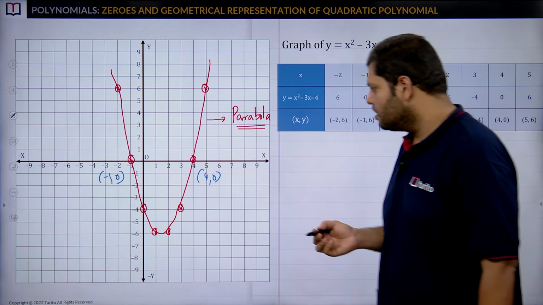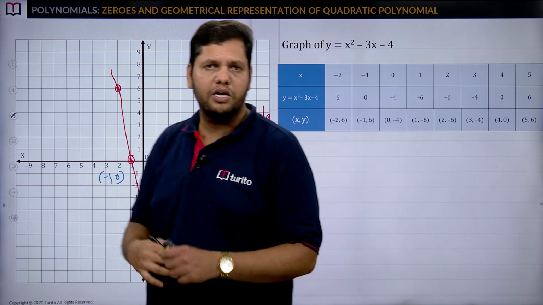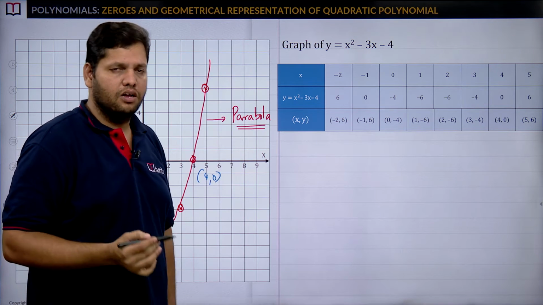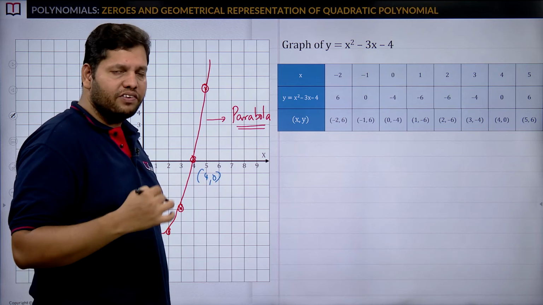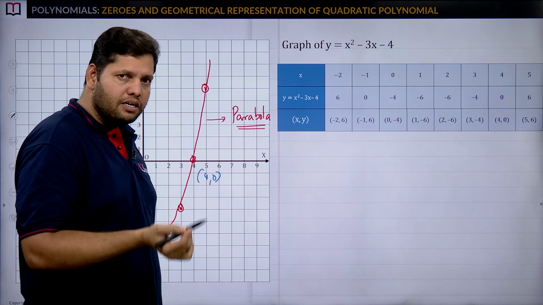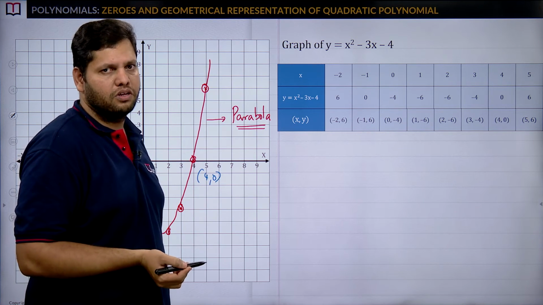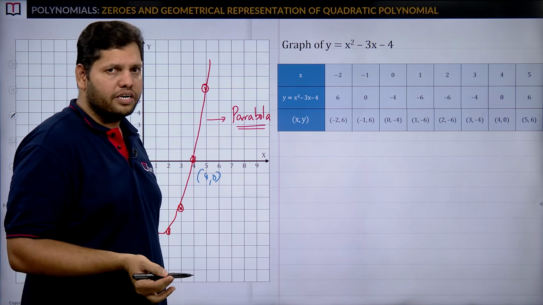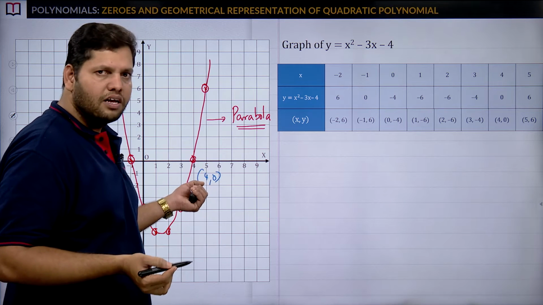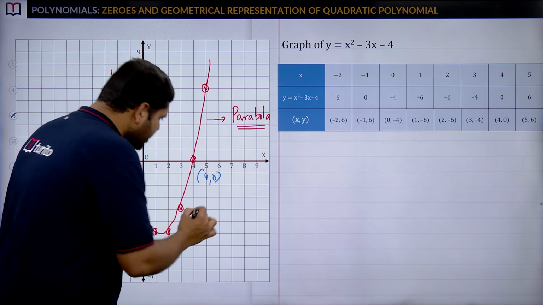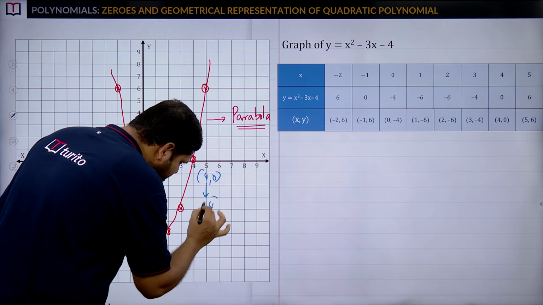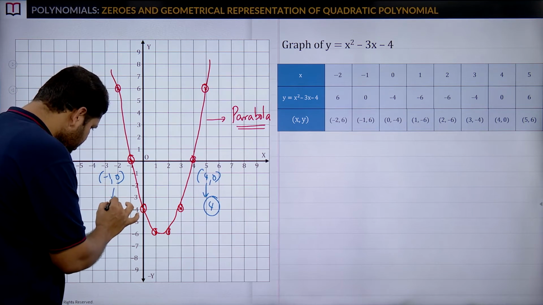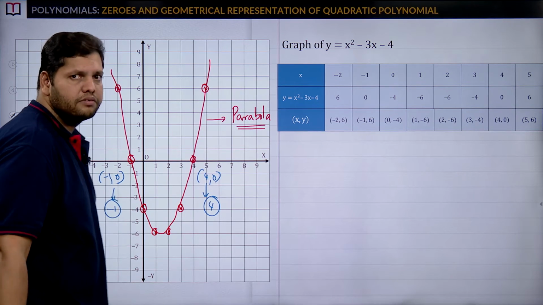So I told you already, to find the zeros of the polynomial from the graphical means, we have to see only the x-axis. We have to see where the curve is meeting the x-axis, at which point. So from that we have to select only the x-axis coordinate. So here what is the x coordinate, children? Here 4 is the x coordinate. And from this point, what is the x coordinate? Here minus 1 is the x coordinate.